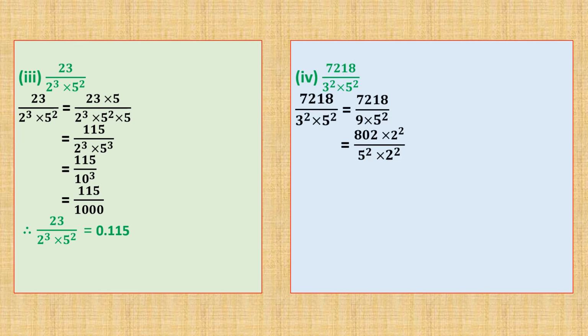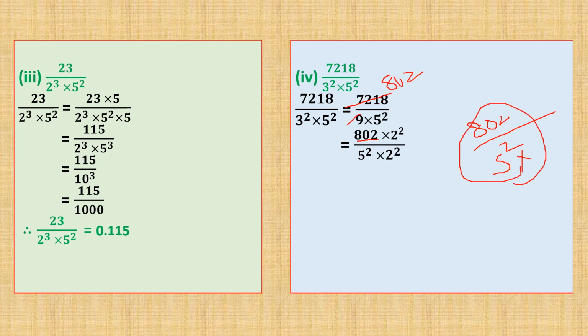Okay, so here after doing cancellation I got 802 by 5 square, only 5 square, because the 9 cancels. When I divided this, I got 802, right? So only this is remaining, but we want 2 also, because the denominator should be a multiple of 10. How will we get 10 when there is only 5? So here 5 square is there, so I'll multiply by 2 square in the numerator as well as in the denominator, which gives you this step.